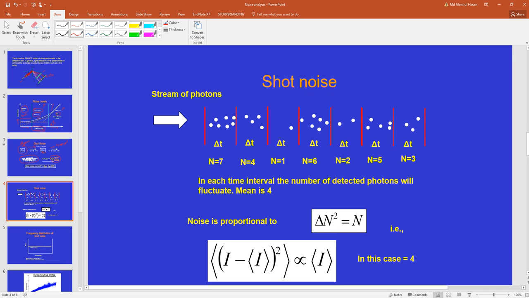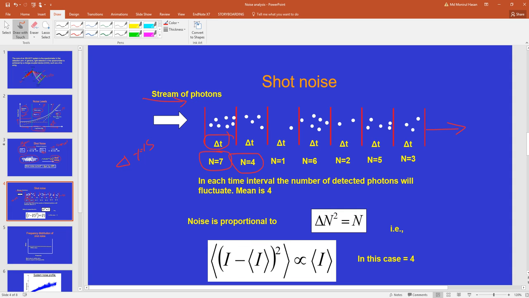So say, for example, we are sending a stream of photons towards the camera, and over time, del t is some amount of time. Say, for example, del t equals 1 second. Now each time we see that we are sending a different number of photons to the camera. Here n equals 7 photons, here n equals 4, so at different times we are sending different numbers of photons.